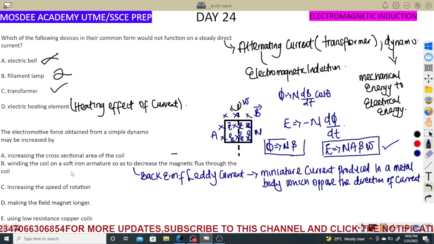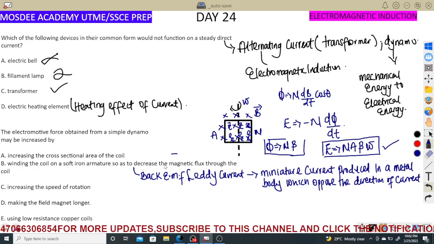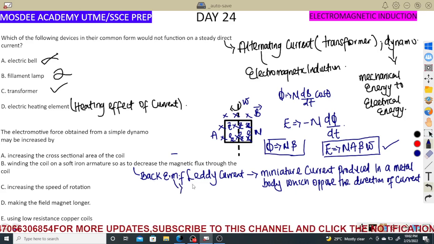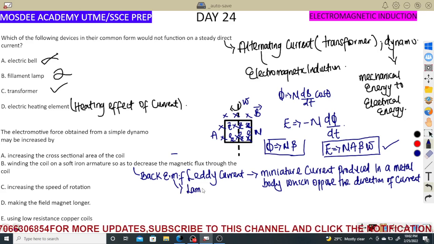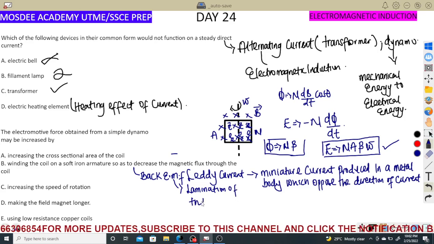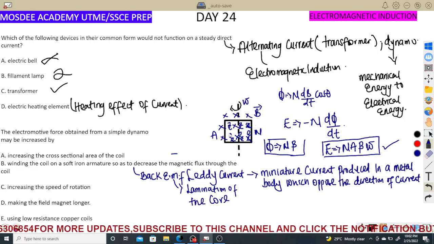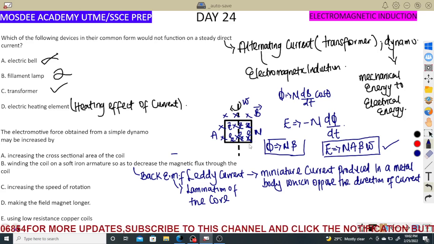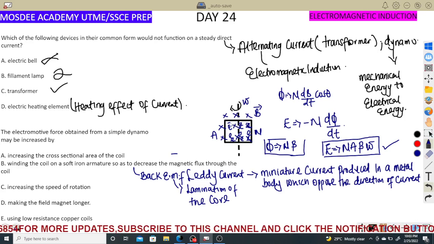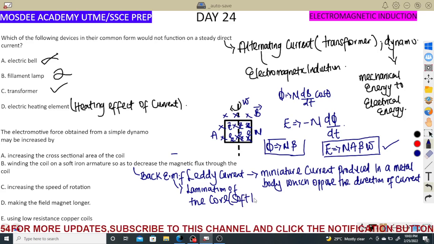Now, my point is, from here, if you want to reduce this back EMF, what we do is use what we call lamination of the coil. If you laminate something, guys, you know how to laminate. If you laminate, you are trying to make sure that all these induced currents or induced EMF generated inside this core are absorbed by the lamination. But how do you laminate? You use a soft iron coil.